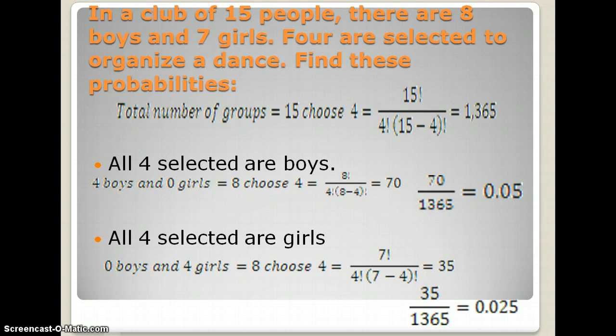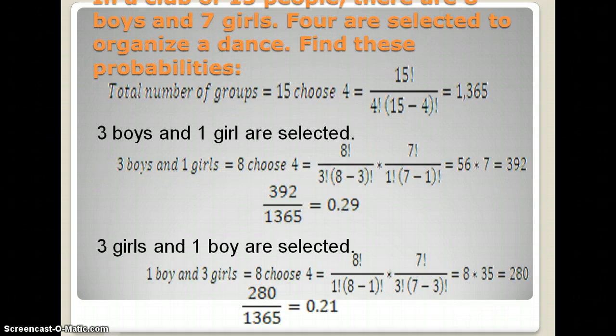I do the same thing. What if there's 4 girls? I find the amount of committees that have all girls. There's 35 committees that have all girls and no boys. Divide that by the 1,365 and you end up with about 0.025. If you wanted to round it off to 0.03, that'd be fine. The key here is the sample space written out would be the 1,365 different possible choices. 35 of them would be all girls.